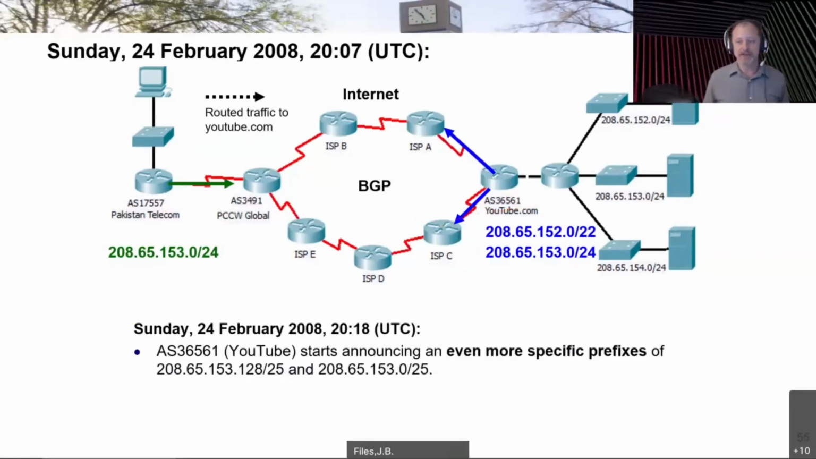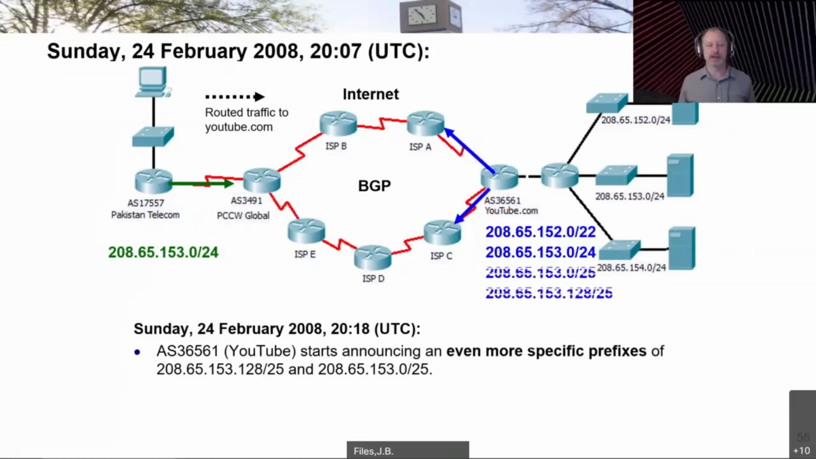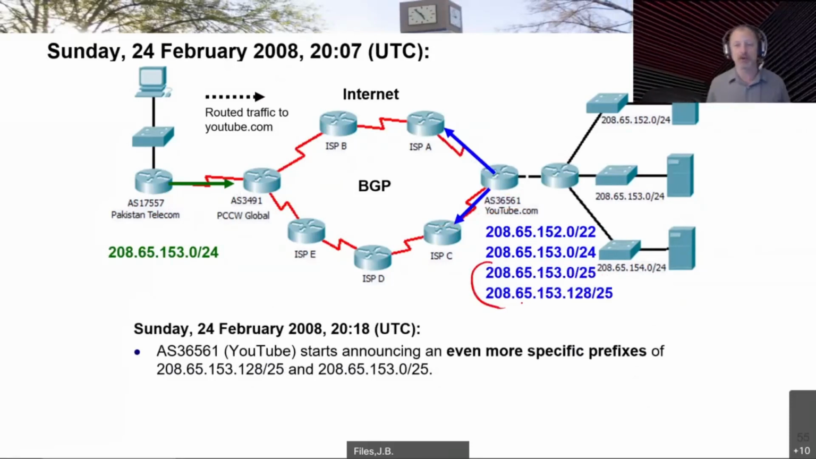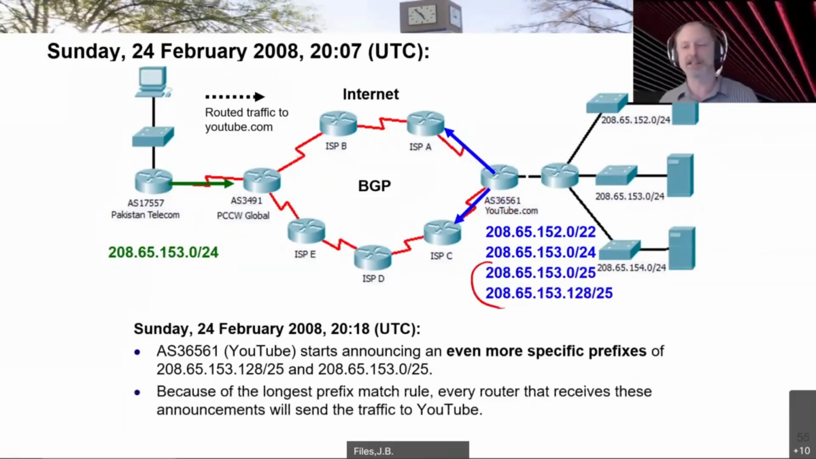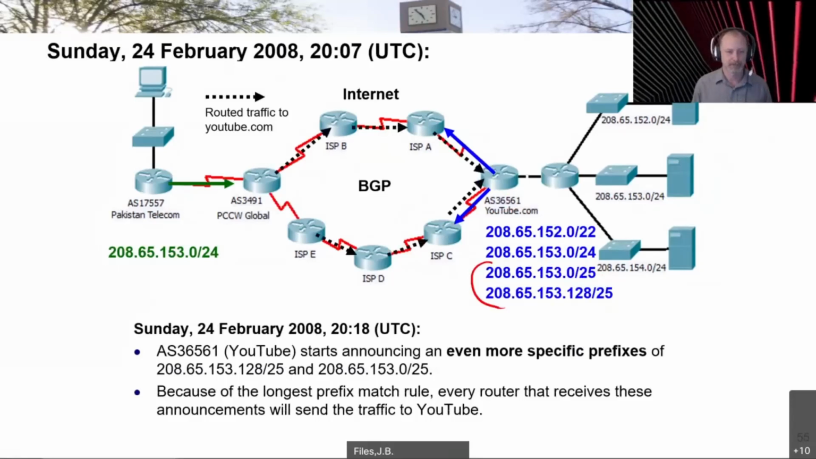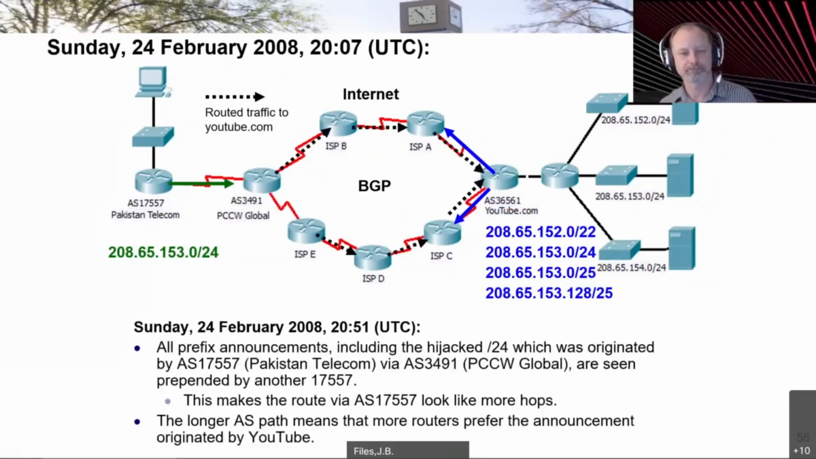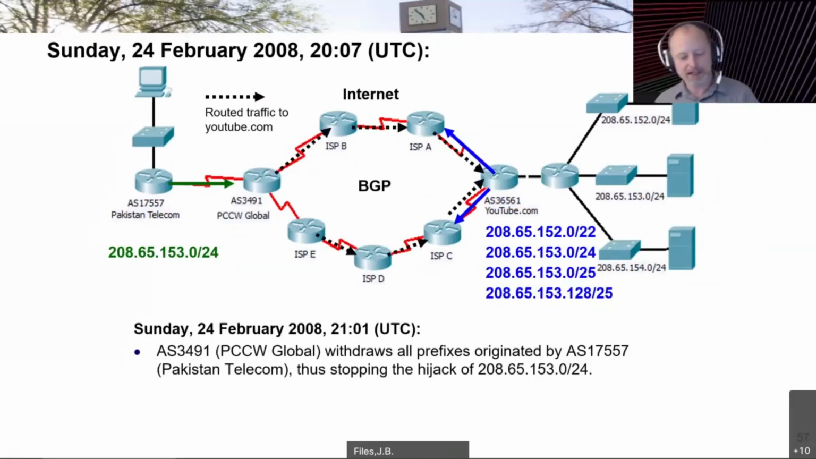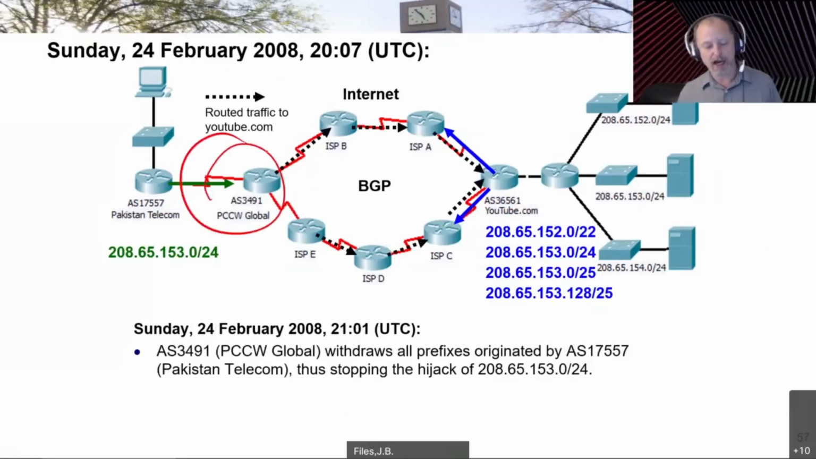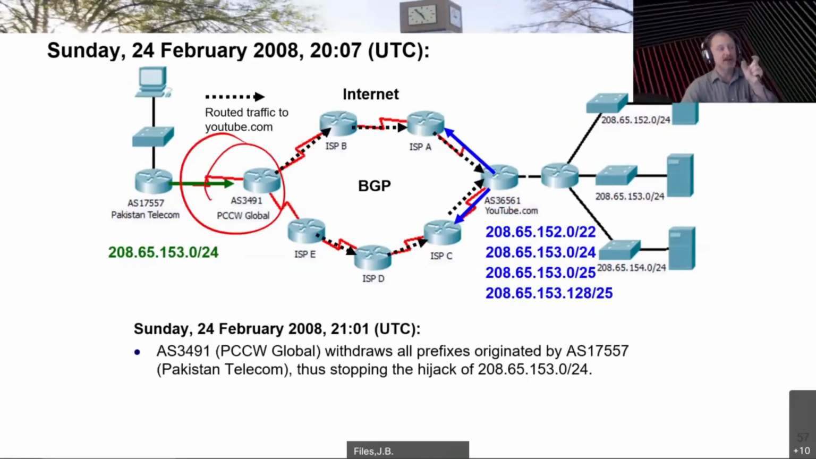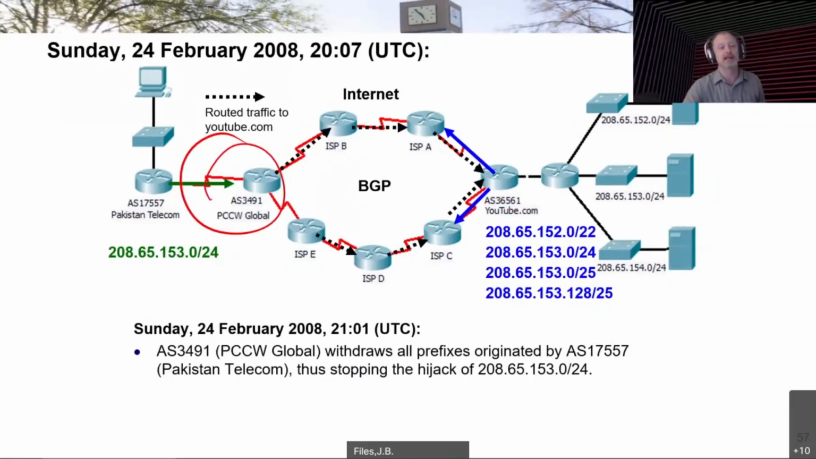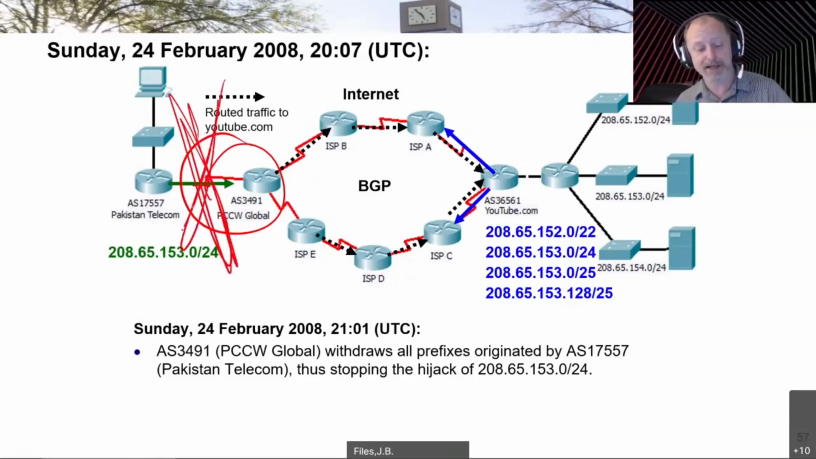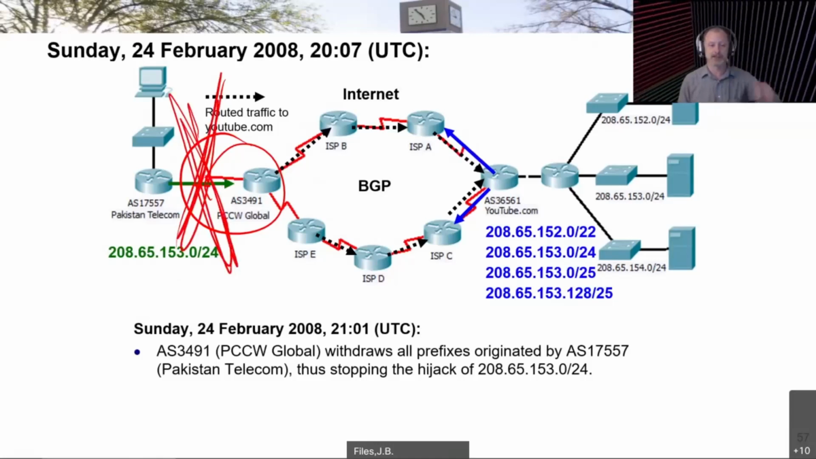So then YouTube starts advertising even more specific. So they break that /24 into 2 /25s. So now they're basically taking it all back. Okay. And then finally, PCCW, the video said they did some AS path prepending, but even that didn't work. They stopped accepting routes from Pakistan Telecom. They just said, nope, you're done.